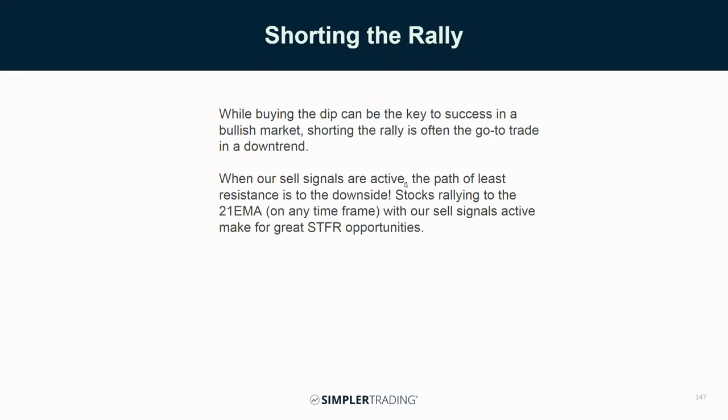The opposite of buying the dip. So in an uptrend, a bullish market, a lot of times buying the dip is going to be the key to success. In a downtrend, we're looking to short the rallies. I think for a lot of us in a downtrend, that becomes one of the go-to trades. We know path of least resistance is lower if we got our sell signal. So if we can find those sell signals, those rallies to the 21 EMA on any time frame, those make for some great short the rally opportunities.